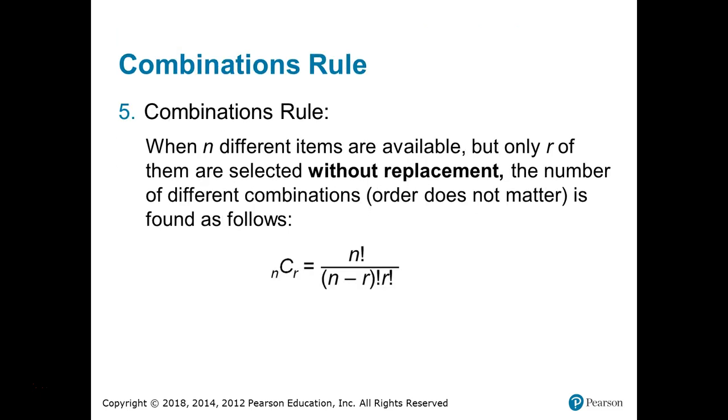Now we'll talk about combinations. So the rule for that is as follows. When we have n different items available, are selected without replacement, and the number of different combinations does not matter, like the committee, we have this equation right here. N factorial divided by n minus r factorial multiplied by r factorial.